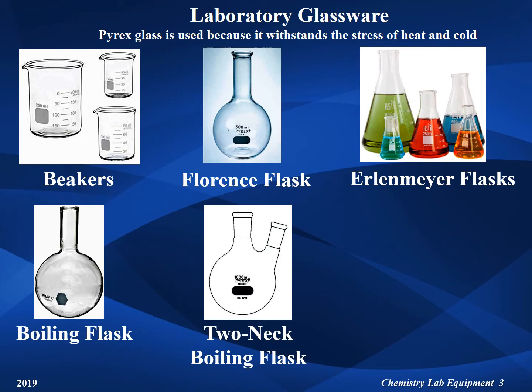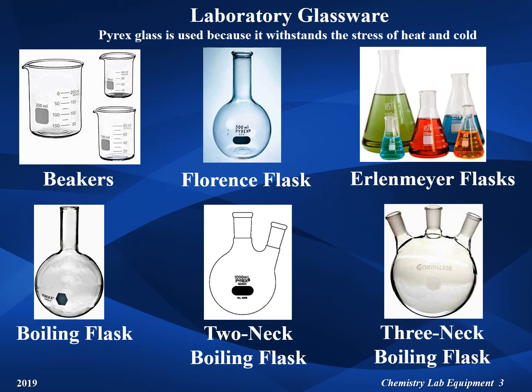Two-neck boiling flasks have openings for other glassware such as funnels that are used to contain liquid reagents and a thermometer. The openings have ground glass joints which can be used to hold other glassware with ground glass joints such as a Liebig condenser. The three-neck boiling flask has openings for funnels, a Liebig condenser, and a thermometer.